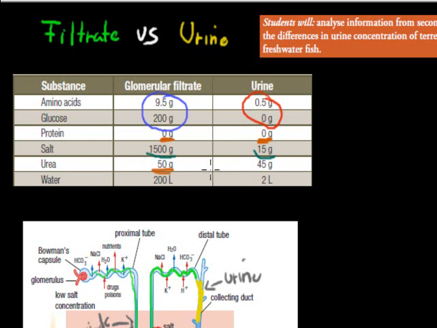We have urea, that's the waste product. We've got 50 grams in our filtrate and 45 grams in our urine. So almost all that was in the filtrate was also in our urine, because obviously we don't want to hold on to urea. We've gotten rid of most of that urea, because that's a waste product.